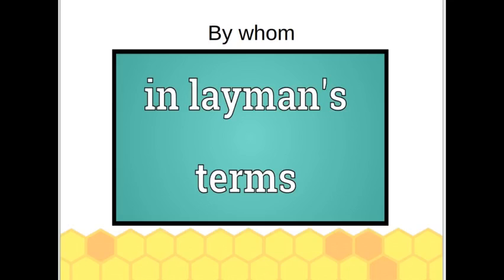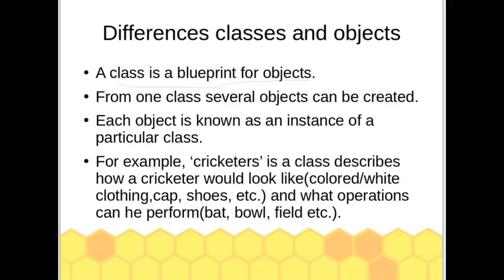Next, one very unique layman's term on classes. He defines a class as a blueprint for objects. This statement is so trivial, sir. A class is a blueprint for objects. No idea, because we haven't got much clarity.